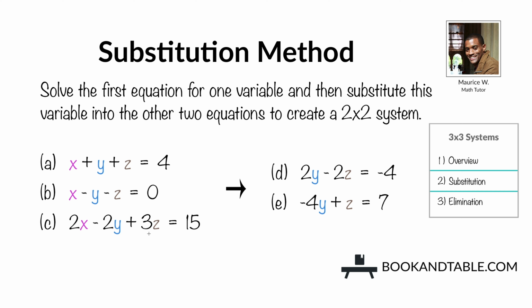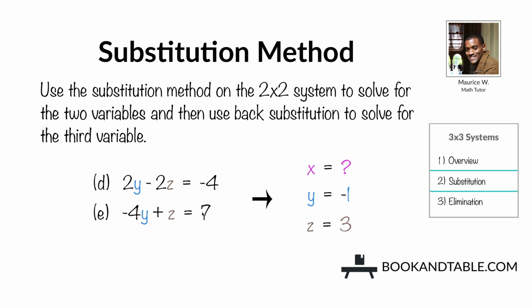So what we'll do is we'll first solve the first equation for one variable, and we'll always solve for x first. And then we'll substitute this expression for x into the other two equations, B and C. And by doing so, we will wind up producing a 2x2 system, equations D and E, in which our x has been removed, and now we just have y and z. And now with this 2x2 system, we'll want to use the substitution method to solve for y and z, and then use back substitution to solve for the third variable x.